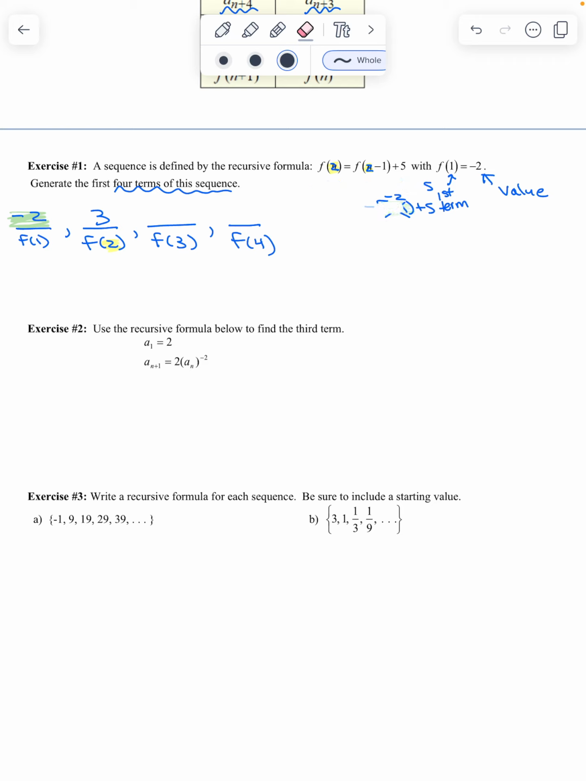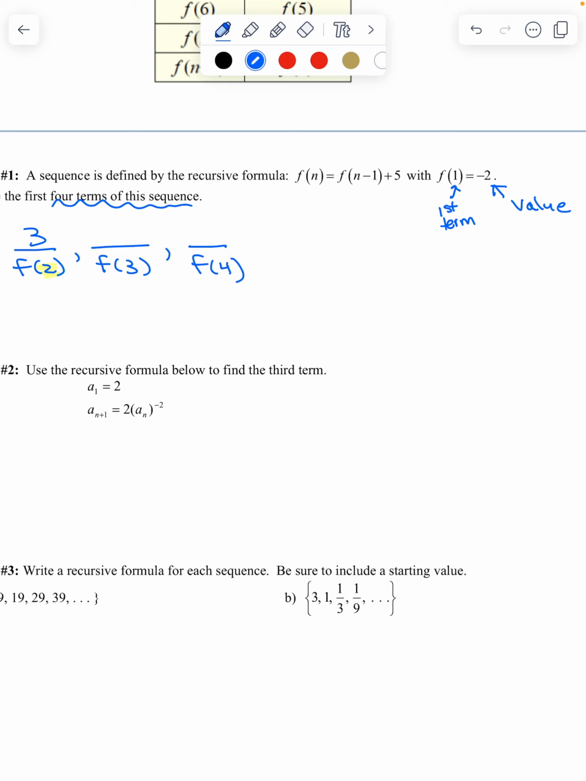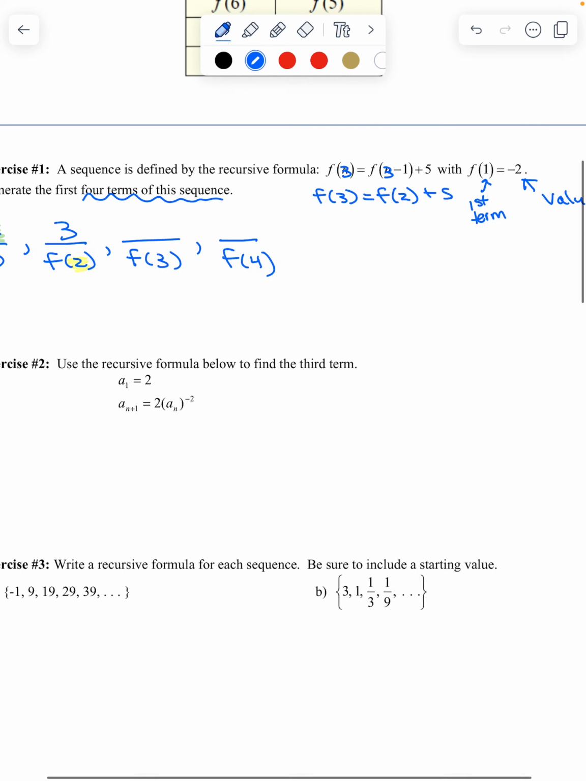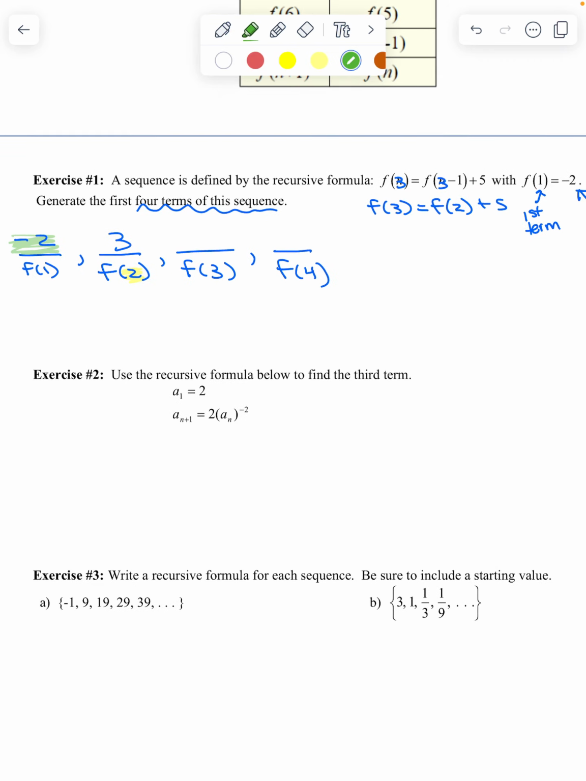Now that I know the value of my second term, get rid of this, I'm going to find the value of my third term. So anywhere I see an n in the formula, I'm going to plug in a 3. So f of 3 is equal to f of 3 minus 1, which is really f of 2, plus 5. But I know the value of f of 2 is 3. So right here, I'm going to replace that number with a 3. So f of 3 is 3 plus 5, which is 8.